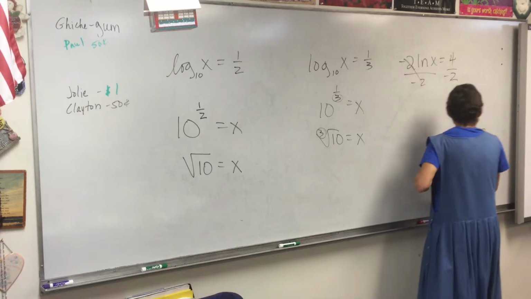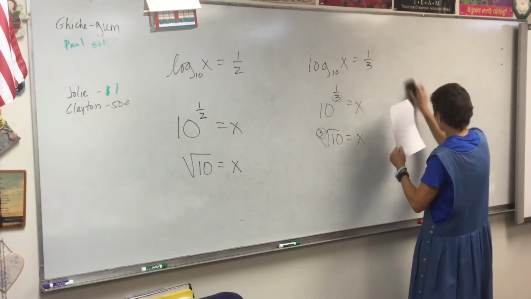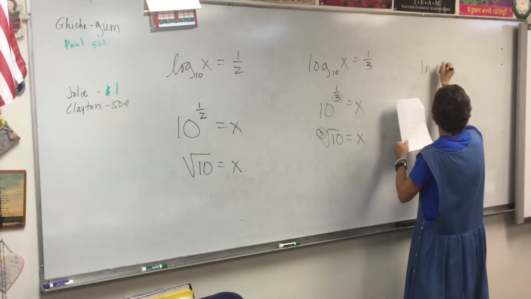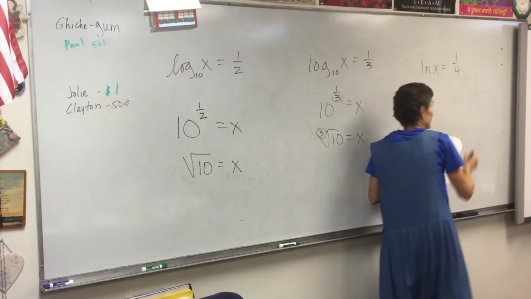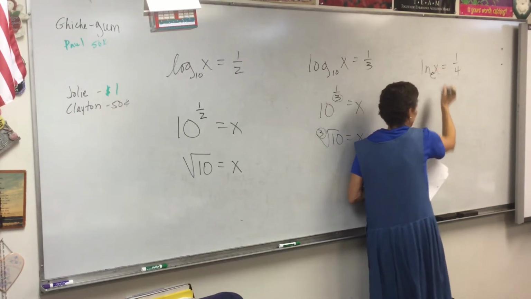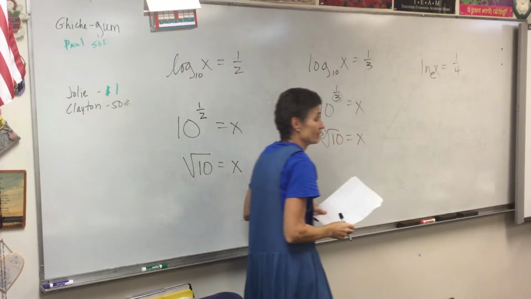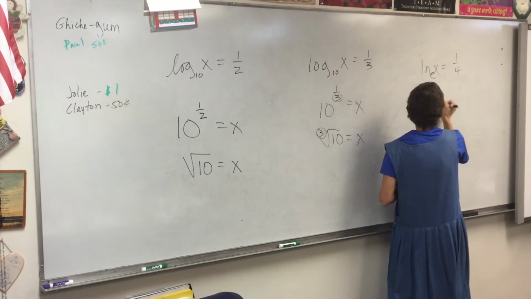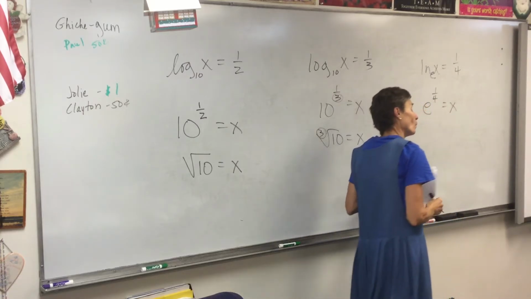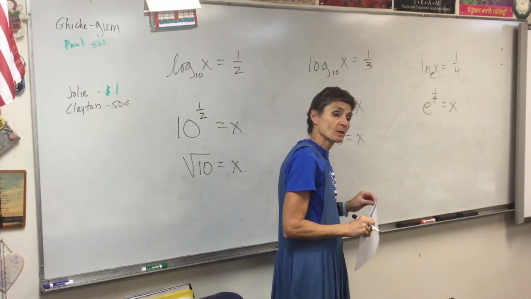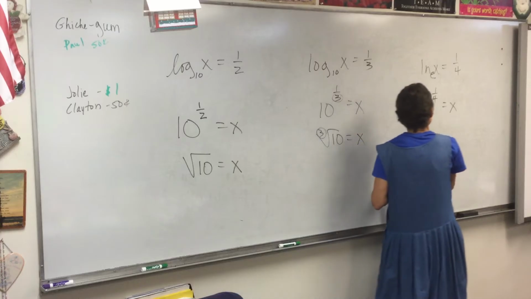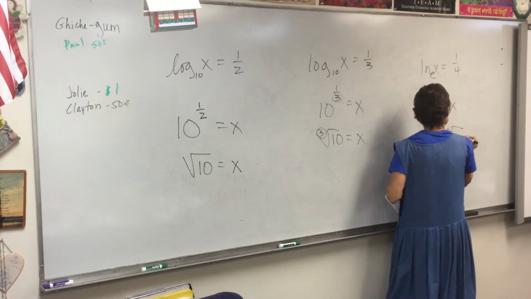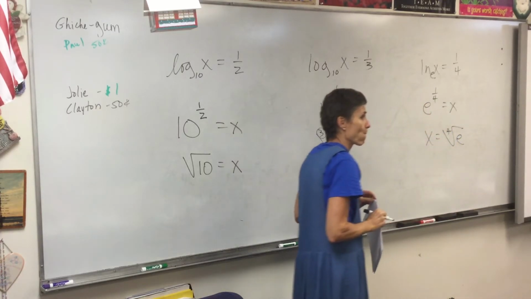One more in this section, and you've done a great job. ln x equals 1/4. Now, base is e on that one. E to the 1/4 equals x. And what does 1/4 mean? 4th root. So x is the 4th root of e.